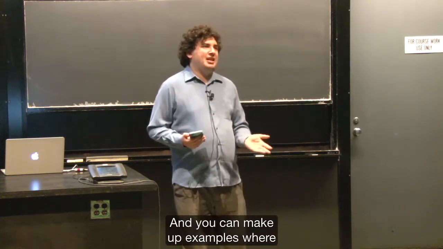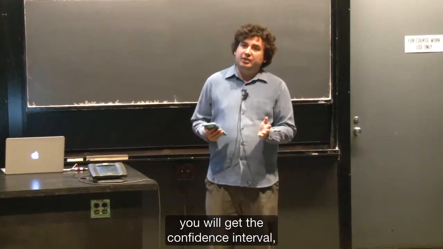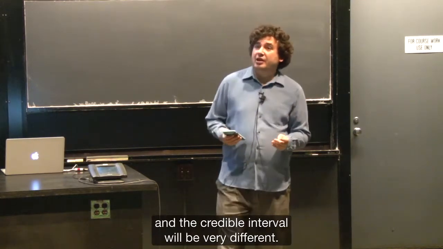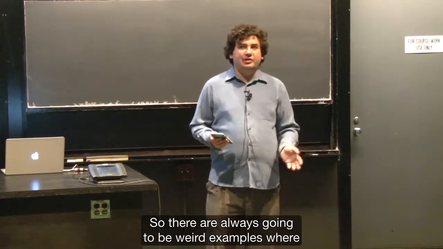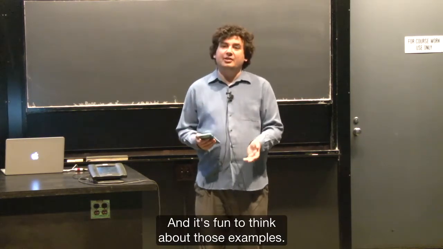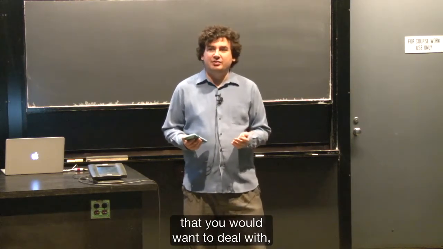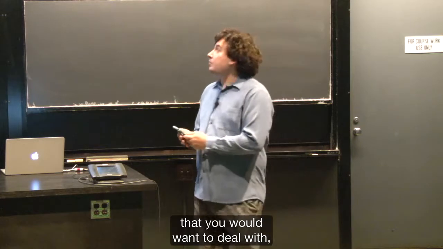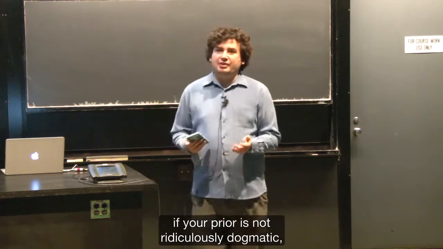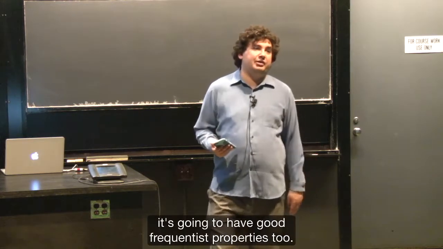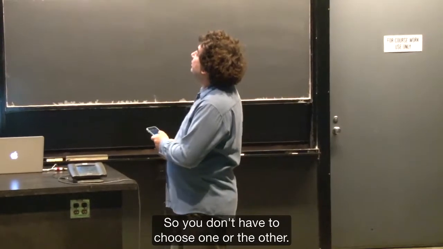And you can make up examples where the confidence interval and the credible interval will be very different. So there are always going to be weird examples where you get different answers, and it's fun to think about those examples. But in most normal, everyday problems that you would want to deal with, if you do a Bayesian method and get a credible interval, if your prior is not ridiculously dogmatic, it's going to have good frequentist properties too. So you don't have to choose one or the other.